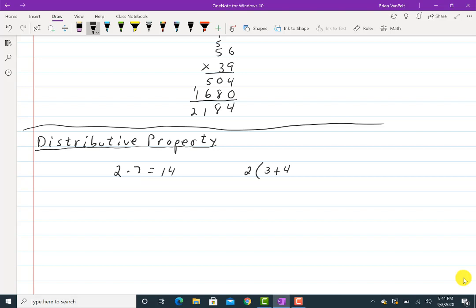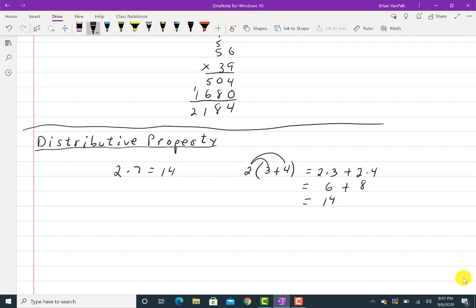Now, it's true that 3 plus 4 is equal to 7. And you should normally do the parentheses before you would multiply. However, for this one time, I'm going to break the parentheses out and do this kind of business. By that, I mean I'm going to do 2 times 3 plus 2 times 4. Let's see what we get. Now, the order of operations tells me we should do the multiplication first, so I would get 6 plus 8, which is the same answer.